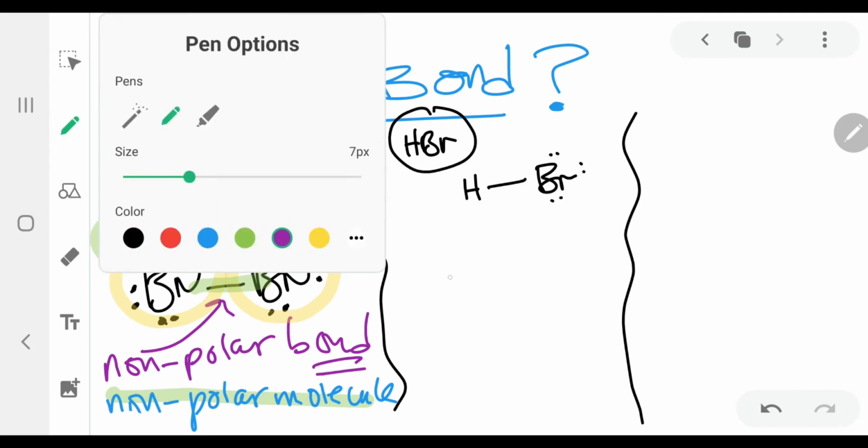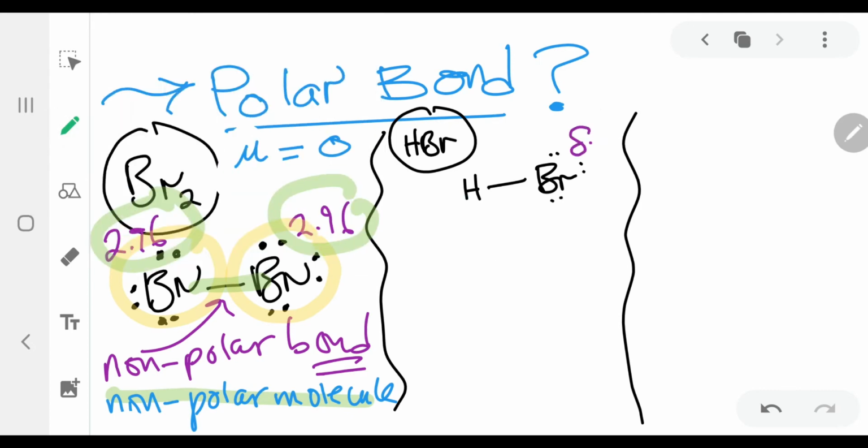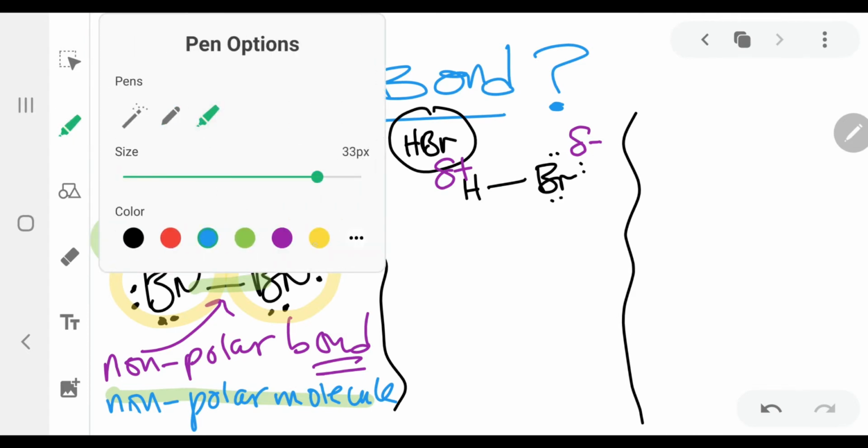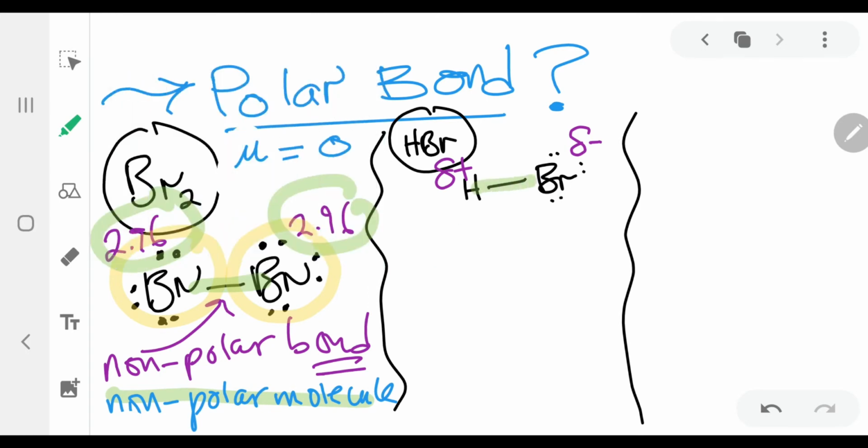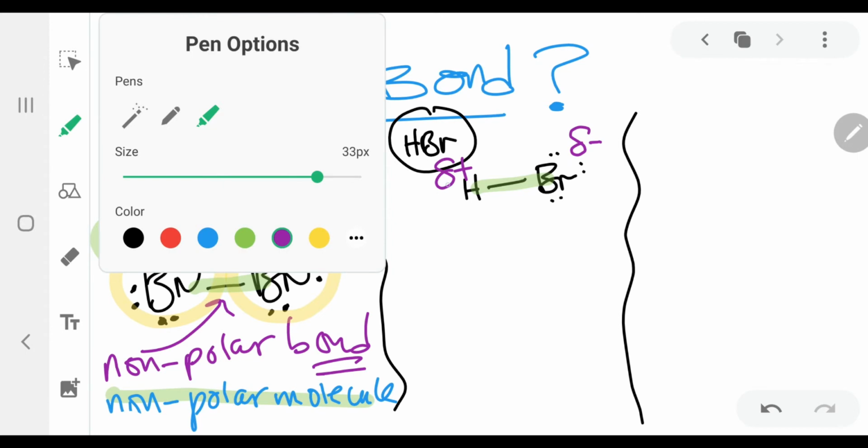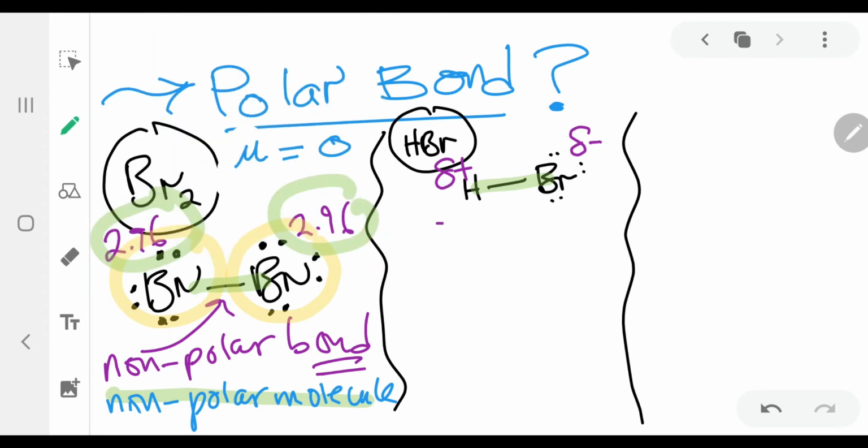So we know that this one will be partially negative because the bromine atom is situated in group 17, and that one will be partially positive. So when you have a situation like this, then we would say that the bond over here is a polar bond, because this bond is shared by two atoms with different electronegativities.